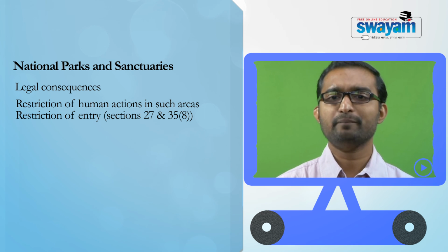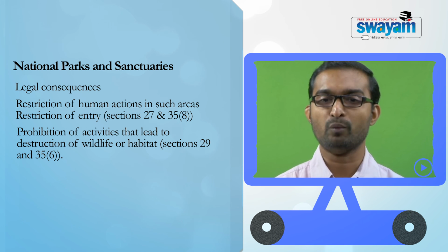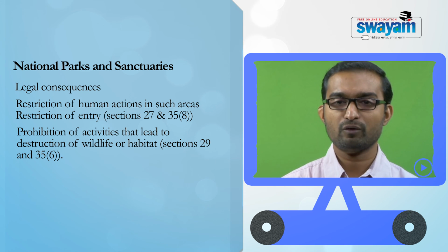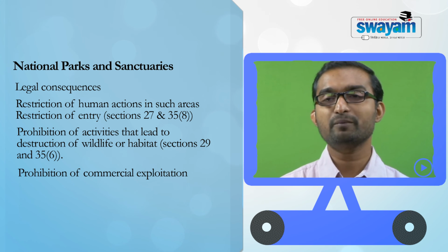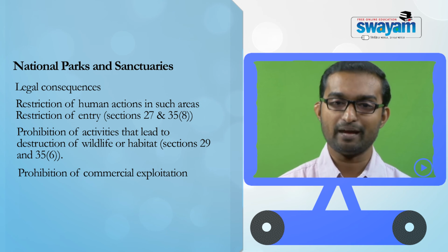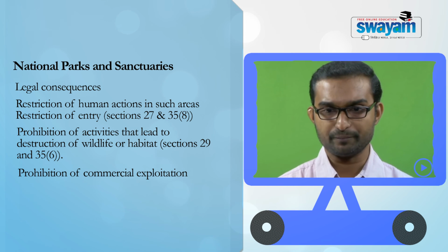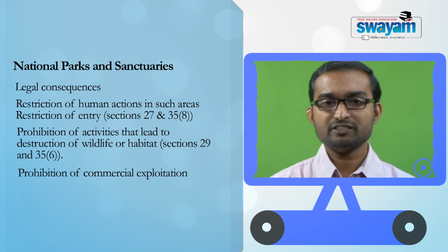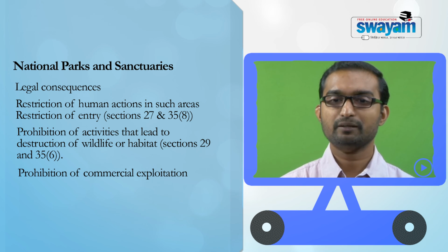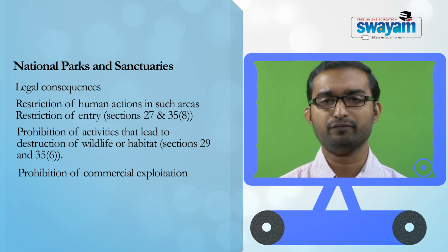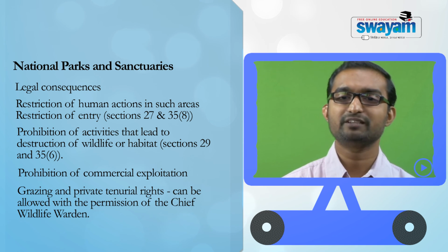The second major legal consequence is prohibition of activities that lead to destruction of wildlife, and it could be clearing of forest or burning or cultivation, whatever. The third major thing is prohibition of commercial exploitation of the natural habitat, that means prohibition of commercial exploitation of that national park or sanctuary. And the declaration of a national park and sanctuary also leads to restriction of several customary rights of traditional forest dwellers or tribals, which includes grazing and private tenurial rights.